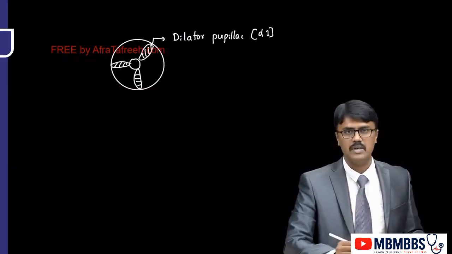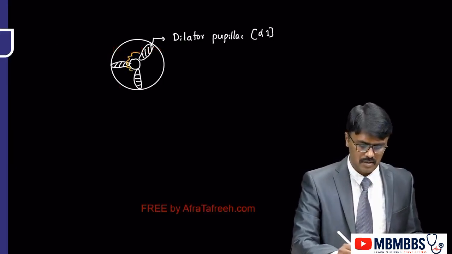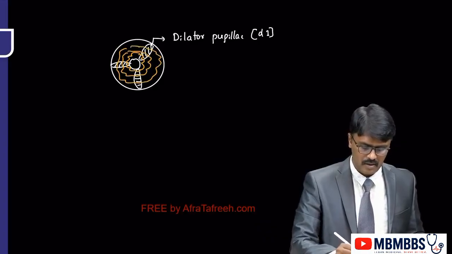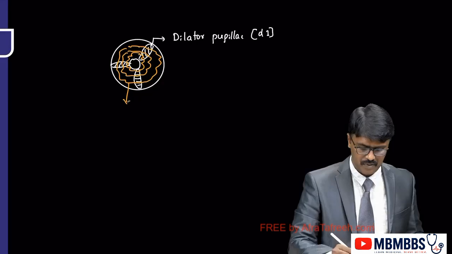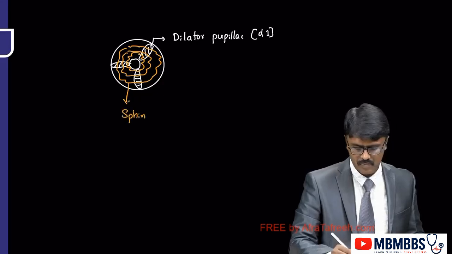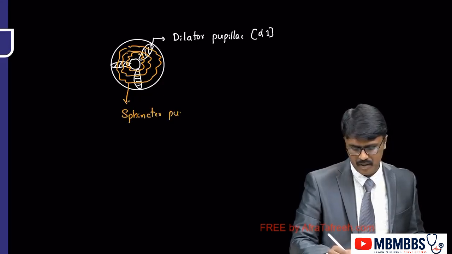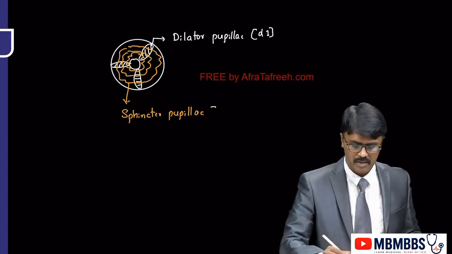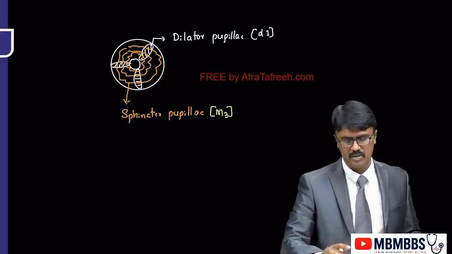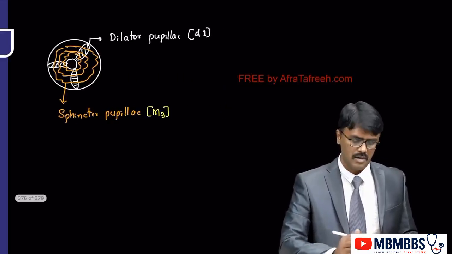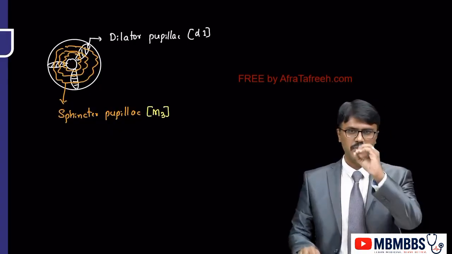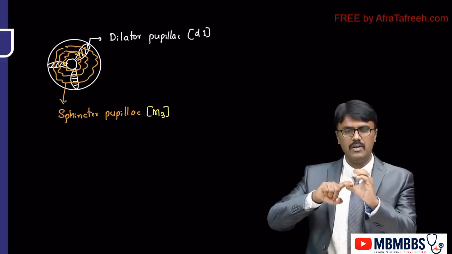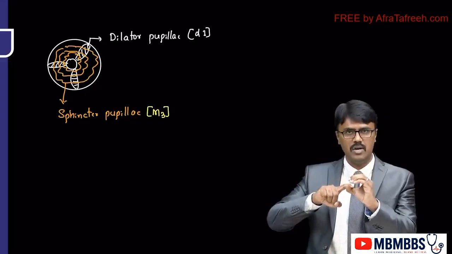Another muscle present in the pupil is like a circle, the circular muscle, and we call it the sphincter pupillae. The sphincter pupillae has a receptor called M3. Now they are in balance. Suppose this is the pupil size. The constrictor pupillae is trying to constrict, and the dilator pupillae is trying to dilate. So they are in balance, and the pupil size is normal.